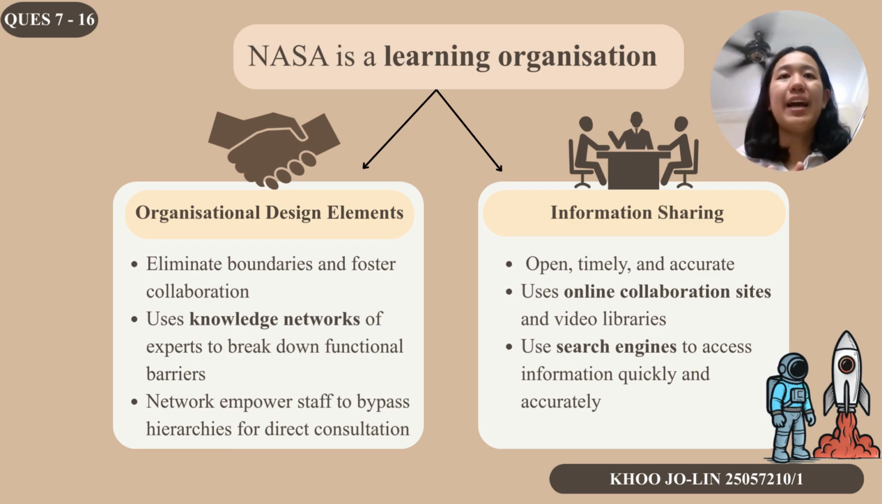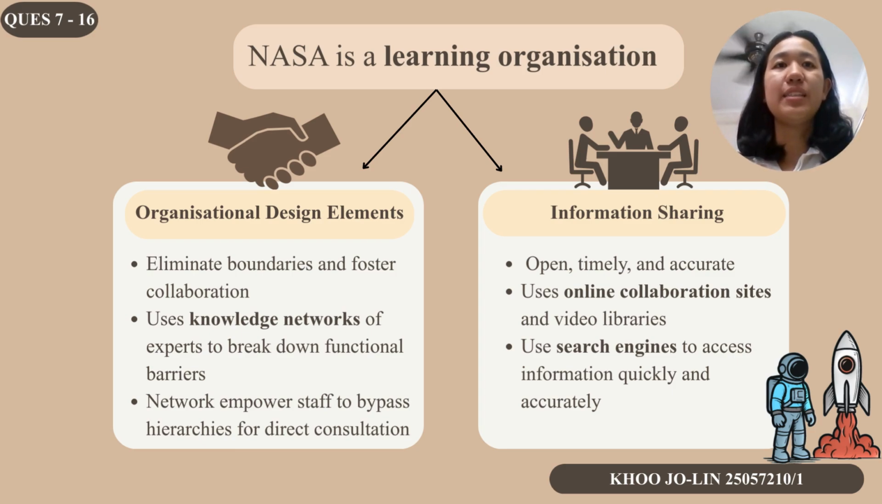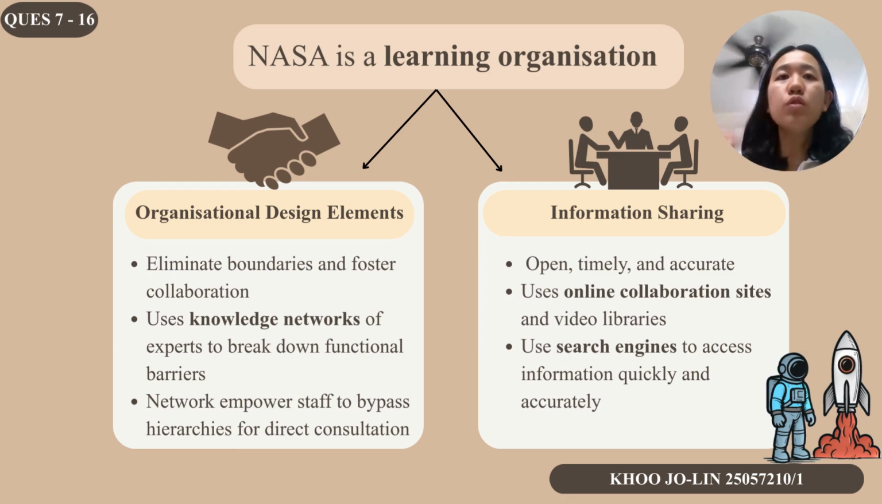First, let's look at the organizational design. Usually, in big agencies, you have to follow a strict chain of command to get answers. However, NASA broke those boundaries down. They created knowledge networks of experts across different locations. These networks empower staff to bypass former hierarchies. For example, if an engineer has a problem, they don't have to wait for a manager's permission. They can consult directly with the most knowledgeable person on that specific topic, anywhere in the agency.